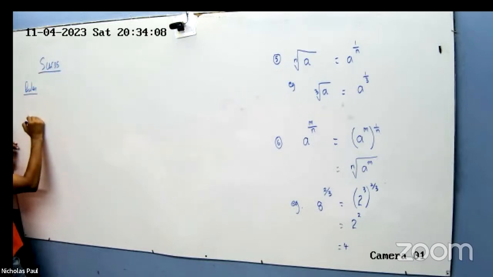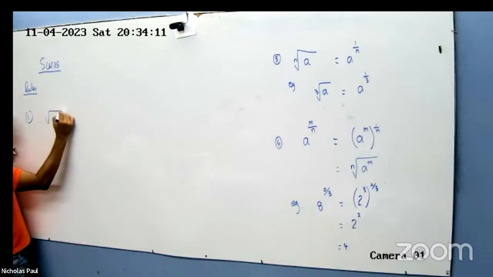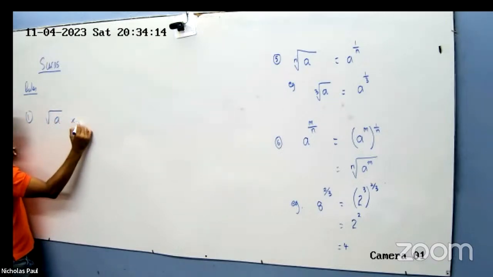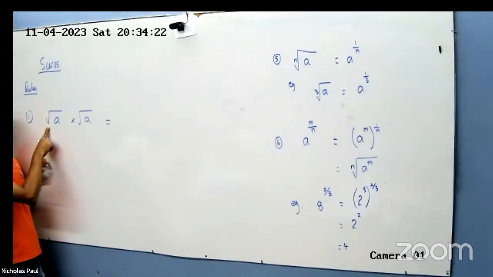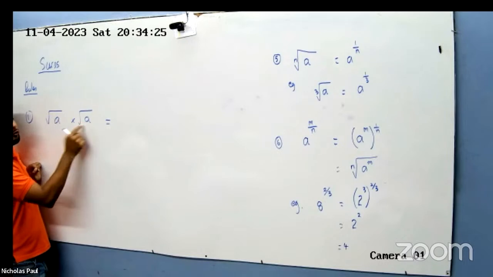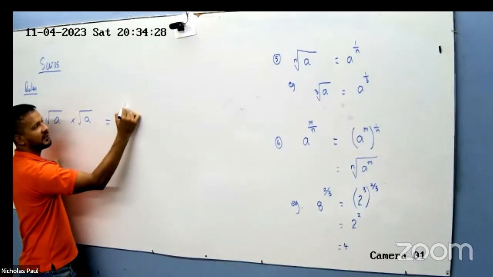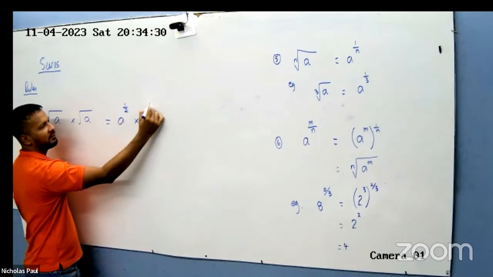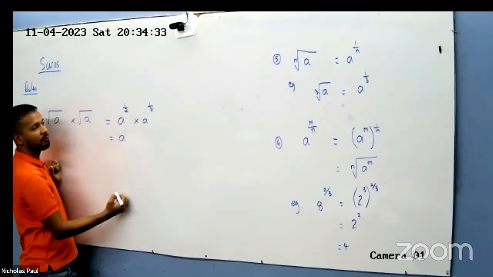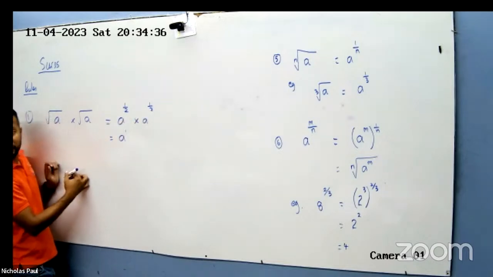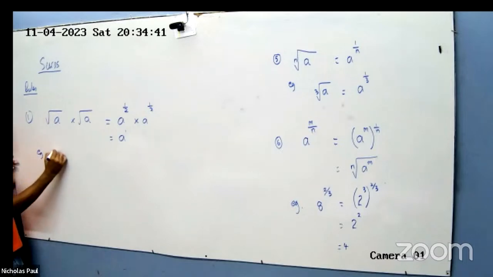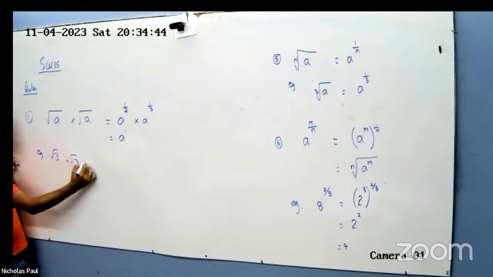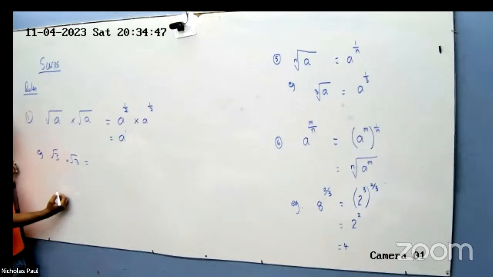Just a few rules. The first rule with surds is that if you multiply the square root of a by the square root of a, you'll get a. Why? Because square root means to the power of a half, so a to the half multiplied by a to the half is a to the 1. Add the powers. So root a by root a is a. What will be the square root of 3 multiplied by the square root of 3? 3.